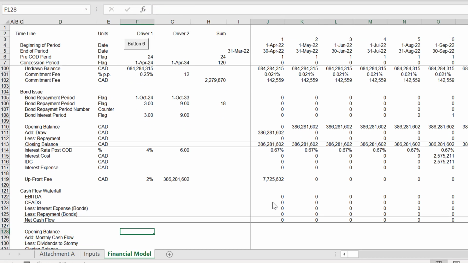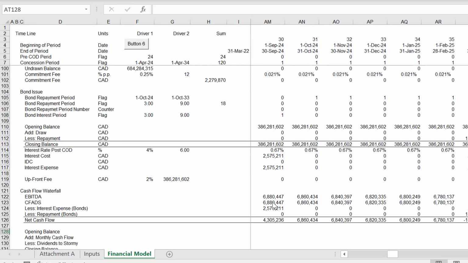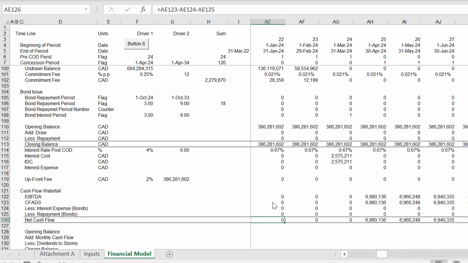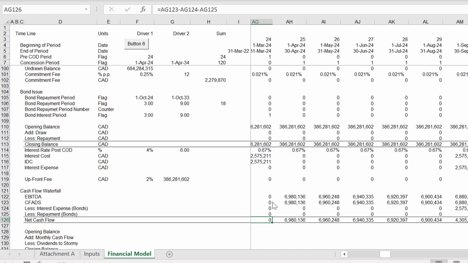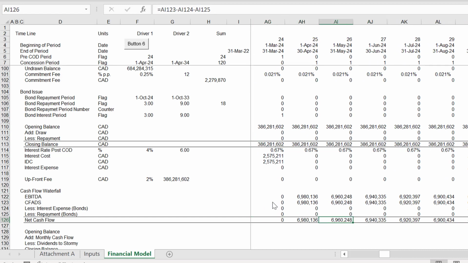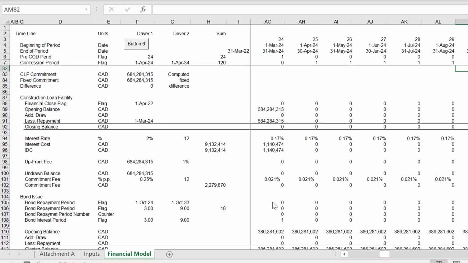So let's see what happened. We have a negative net cash flow, but why from the beginning? 1, 2, 3, 4, 5, 6. Oh no. Hang on. The repayment. I screwed up the repayment period. We shouldn't have put a zero on that repayment period. That's very sad that I messed up that one.